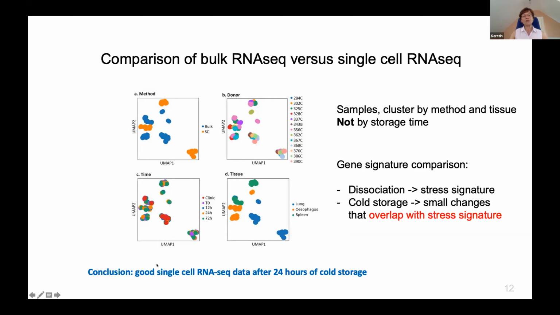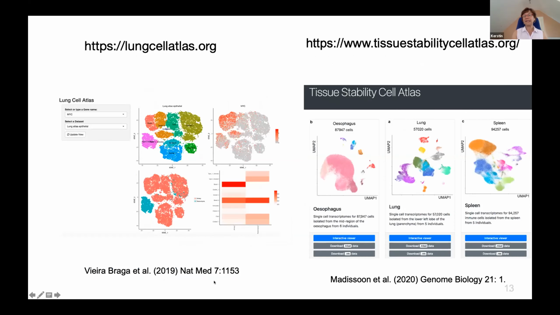But for this part of my talk, the conclusion is really that you can obtain good single-cell RNA-seq data after 24 hours of cold storage. And the data we have generated is all available in databases. Here, the TissueStabilityCellAtlas.org for the Madissoon et al. paper, and also the LungCellAtlas.org for the earlier Nature Medicine paper.